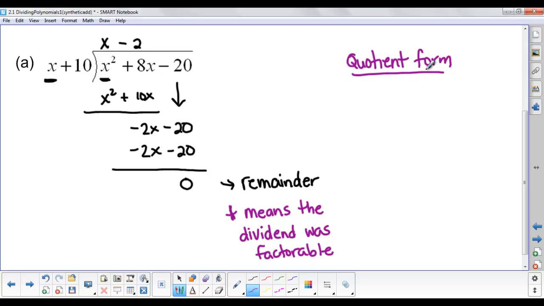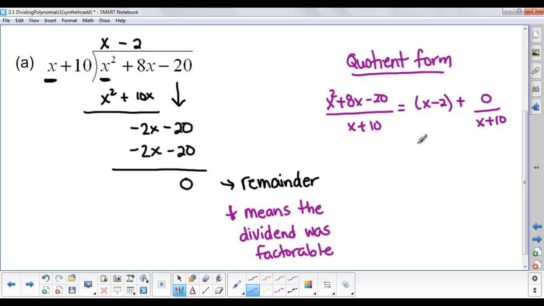So remember the formula. It's dividend over divisor equals your quotient plus whatever remainder you have over the divisor. And because it's just 0, we can rewrite it as that. Okay, let's move on.